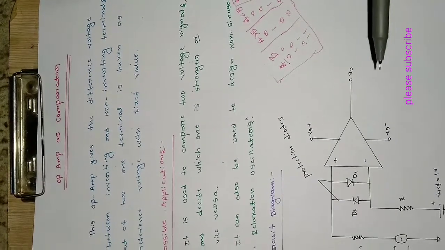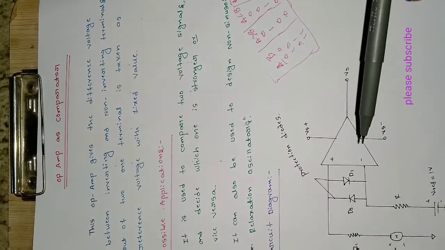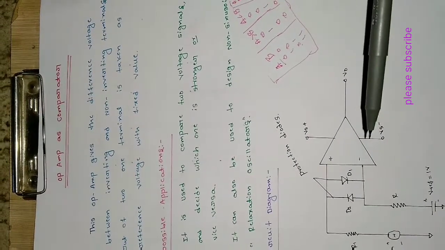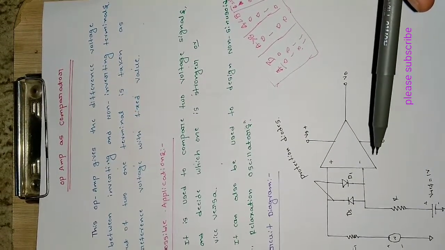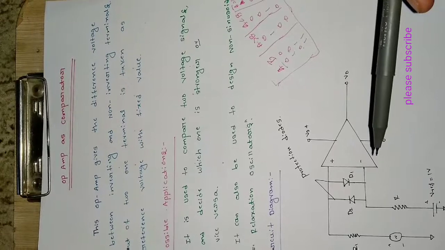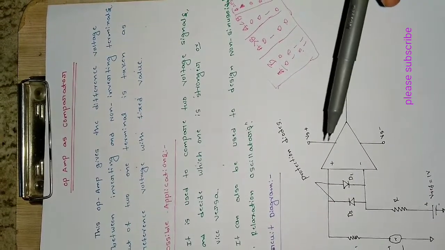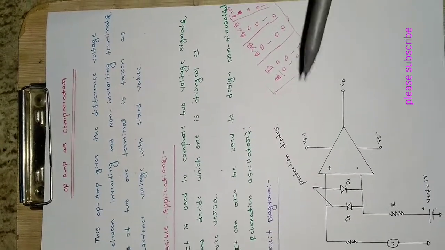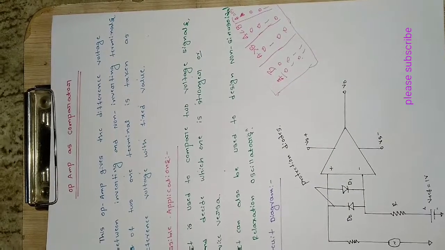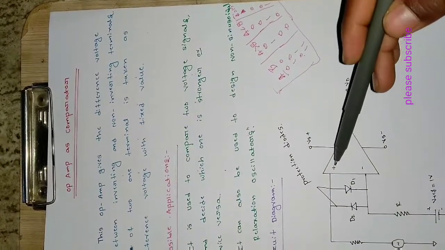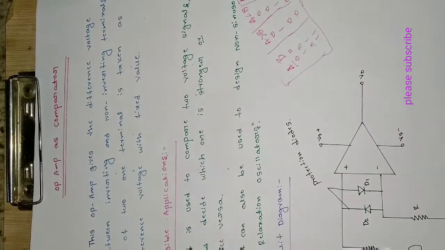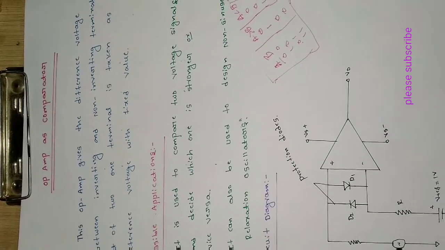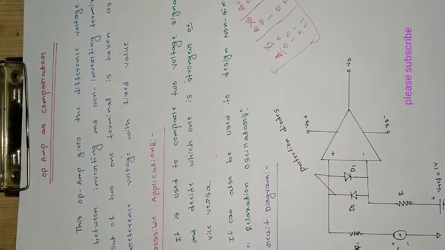So it is basically taking one terminal as the reference voltage. It may be the inverting terminal or the non-inverting terminal. So out of the two, one will be the reference voltage and the input will be compared with that one, and the output will be taken accordingly. So either this positive may be the reference voltage or that negative may be the reference voltage here. So out of the two, one will definitely be the reference voltage.